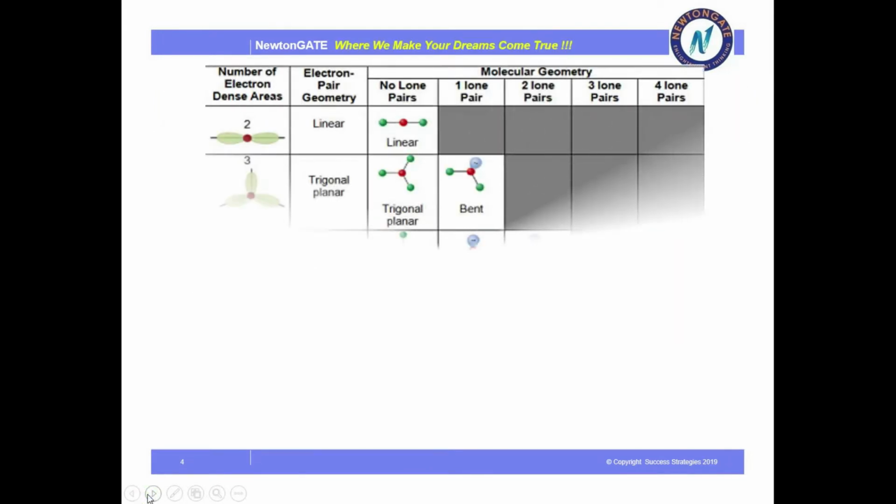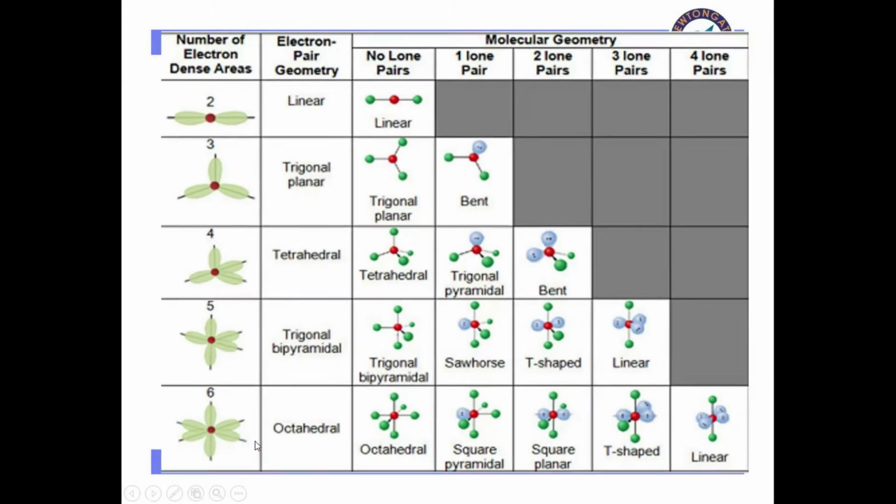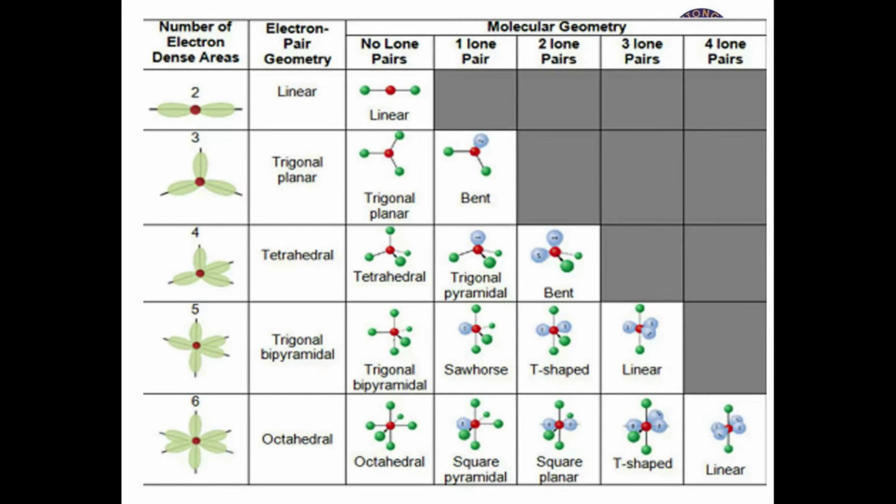Next, come to the point that there are two types of geometry. First is electron pair geometry and another is molecular geometry. So if the number of electron dense areas is different, the geometry will also be different. First, if the number of electron dense areas is 2, then electron pair geometry will be linear. And here molecular geometry will also be linear.